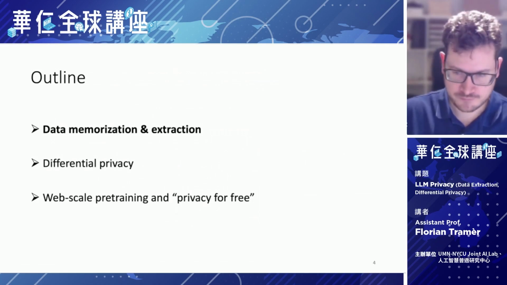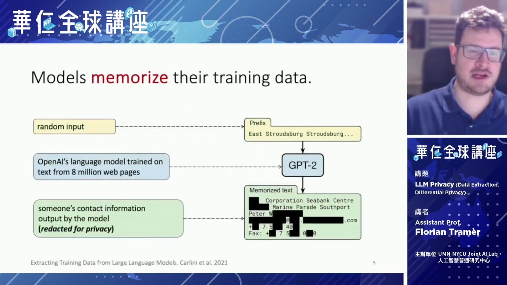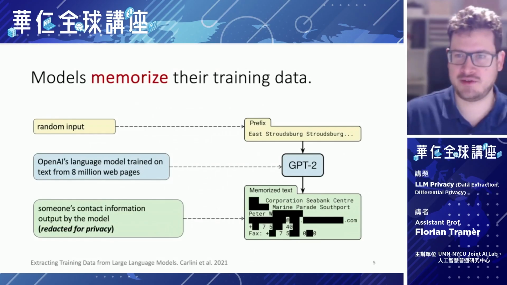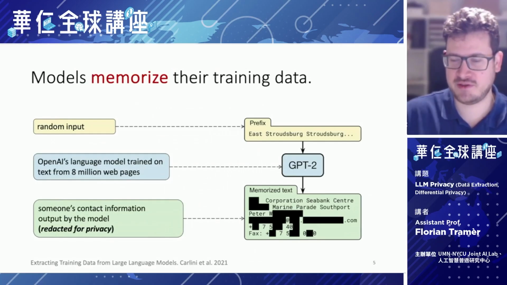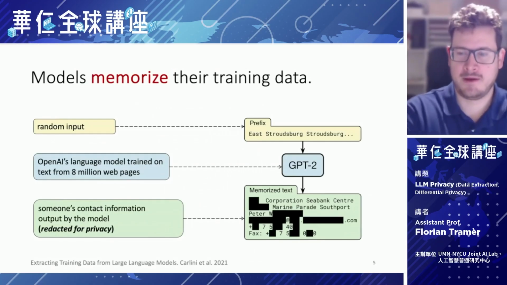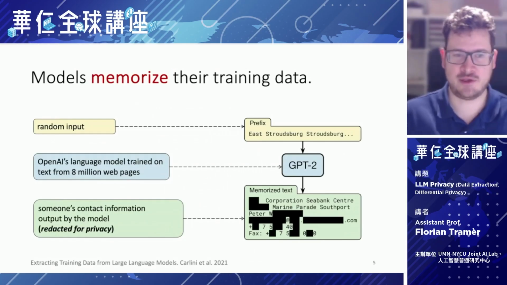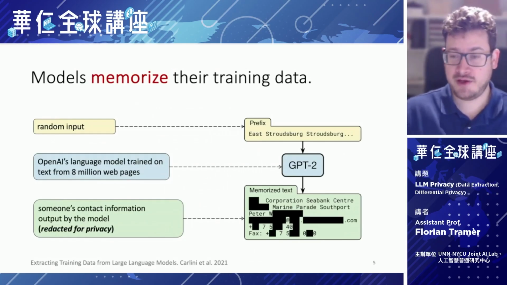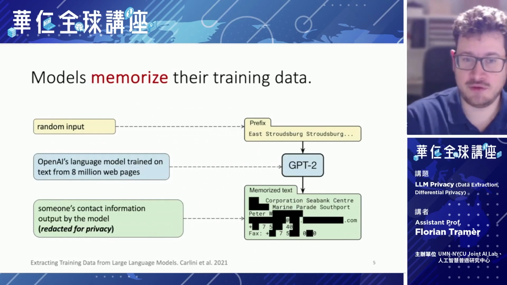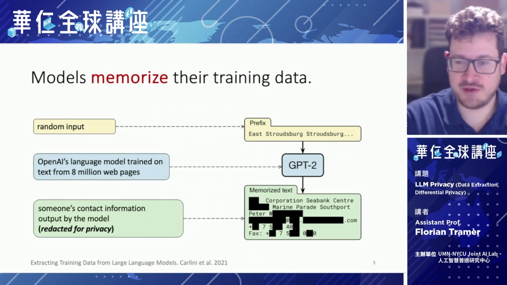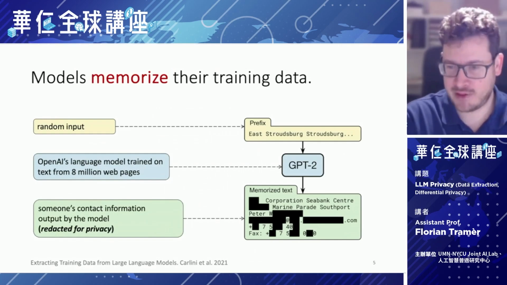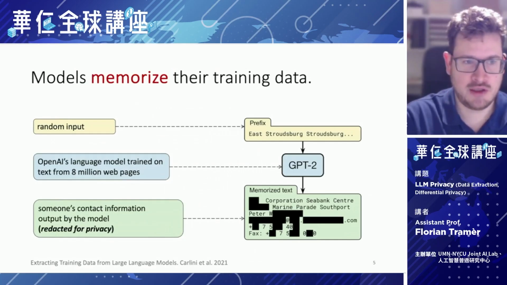So the issue we're going to be concerned about here is the fact that models memorize their training data. And this is something that has been known for a little while. We first demonstrated this for language models in a paper on GPT-2, one of the early precursors to ChatGPT. This was back in 2021, where we found that we could take GPT-2, which is a very simple, very bad by today's standards language model.